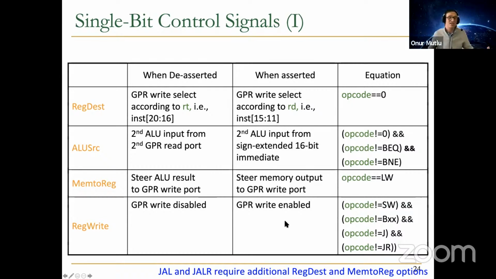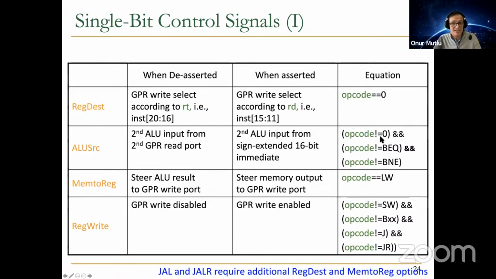Clearly, you can design a combinational logic that looks at the opcodes and creates a single bit to set that bit depending on which instructions actually write to the destination register. Right? So there are a lot of other signals that I don't necessarily have time to go to, but ALU source, for example, decides whether the second ALU input comes from a general purpose register or a sign extended 16-bit immediate. And that's determined based on the opcodes that you have.